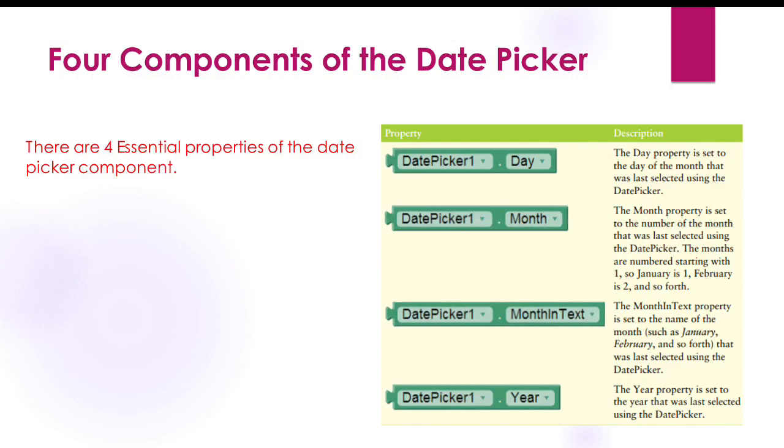The first block that is shown in the image is used to set the date picker component to display the last date that was set. The second block is used to show the number of the month. So if the number is 1, then that means that the month is January. If the number is 2, then that means that the month is February. The third block is used to show the month in text. So it would show up as January, February, March instead of the numbers. The last block is used to show the year that was last picked.